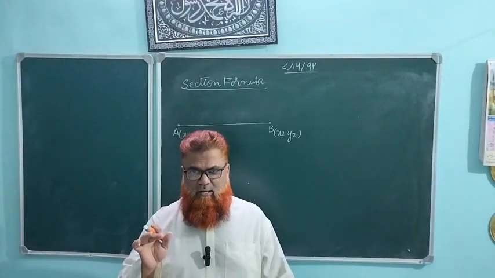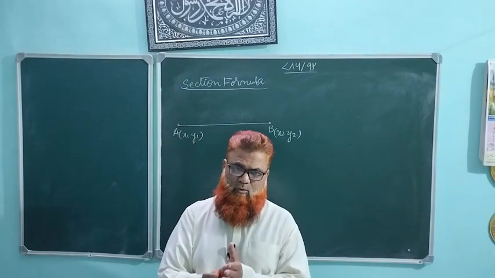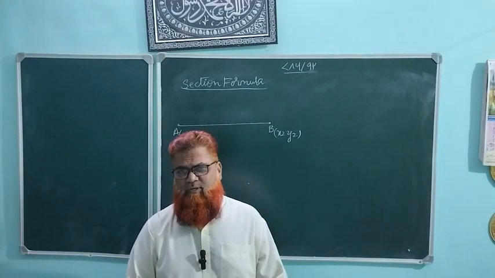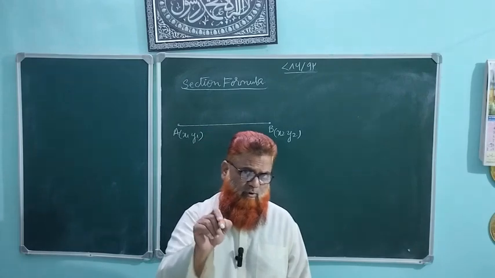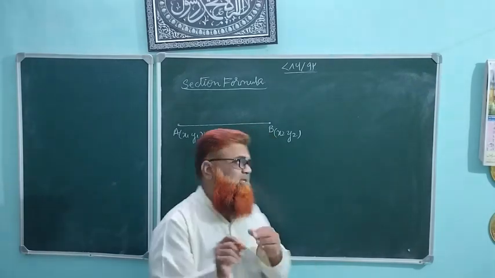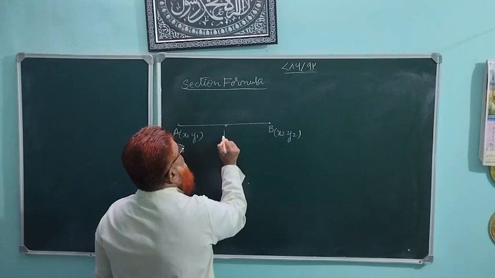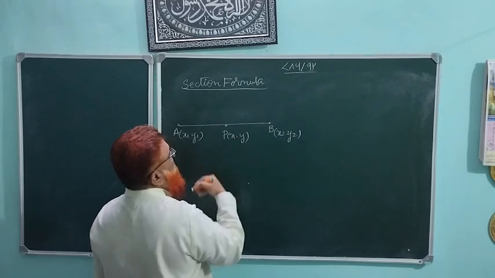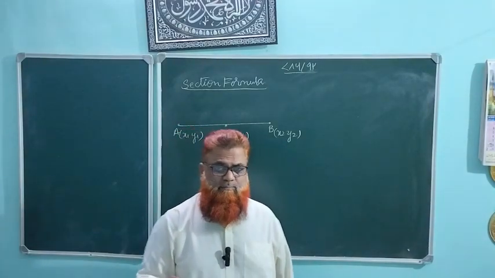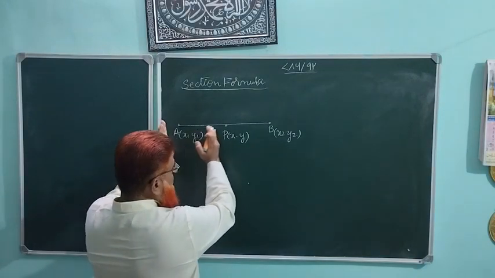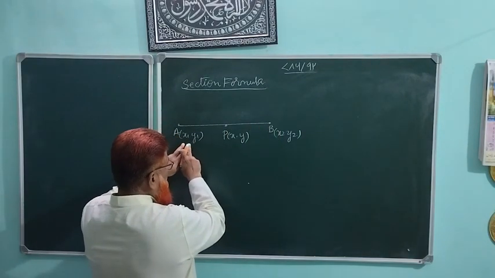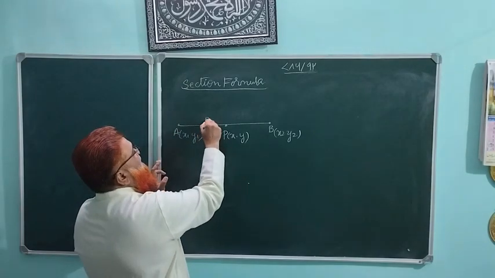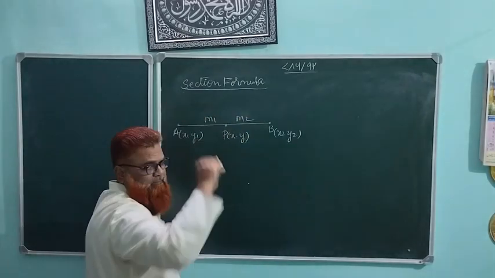But in the section formula, the name itself indicates section, meaning we have to make a section. We are able to make the section when we put a point and divide the line. Let there be another point P, and P has coordinates x and y. These coordinates x, y divide the straight line AB, which has x1, y1, x2, y2, in the ratio m1 and m2.